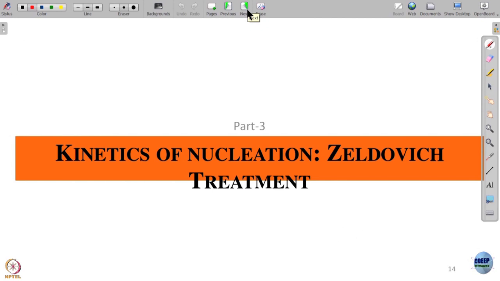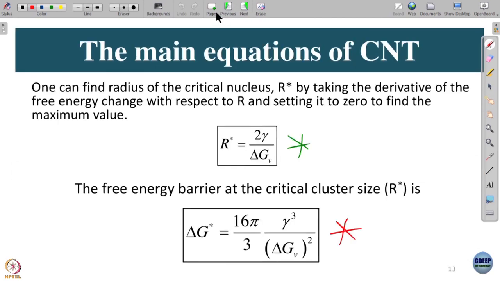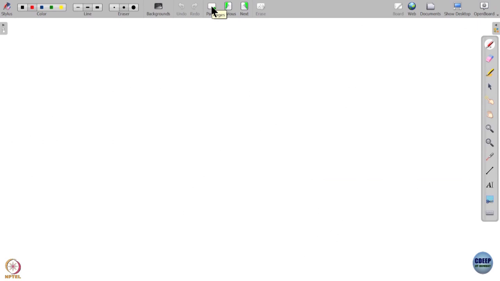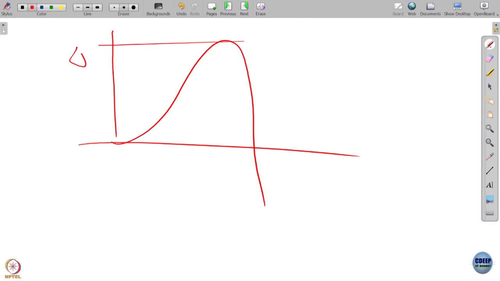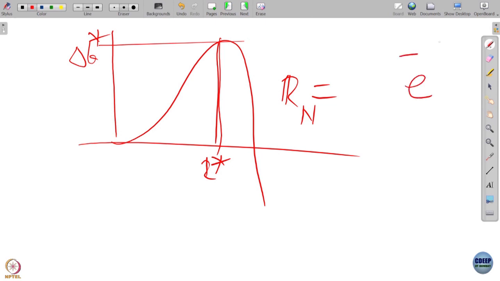Okay. So now, how do I do that? I have a situation like that, and this is my free energy barrier, delta G star, my R star. Now you ask me, what is the rate? How do I calculate the rate of nucleation, Rn? Ask a chemist that I have a barrier. A chemist will immediately say, I know there is an activation barrier. I know what the activation barrier is. It is delta G star by KBT.